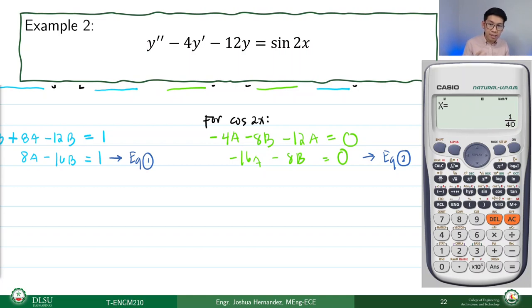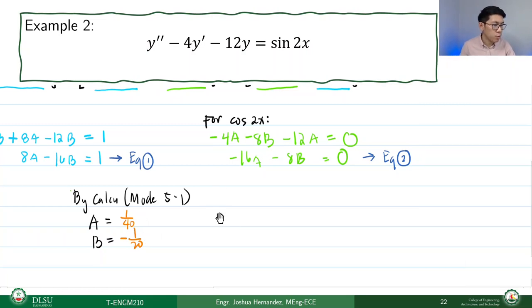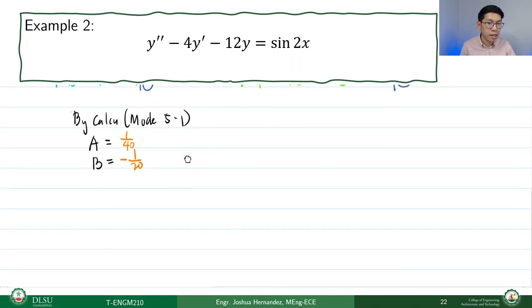Our value for x, which is a in our case, will be, no, so a in this case will be by calculator, mode 5-1, we got the values a to be 1 over 40, and b to be negative 1 over 20. All right. So now we have now computed for our undetermined coefficients, a and b. Thus, what is our next step? Yes, you got it right. That is to plug in our values.